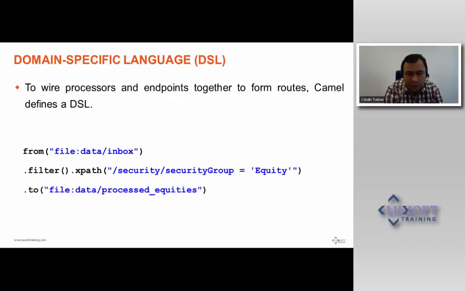This is something a little more extended than the simple from-to route that you have seen. Here, we would like to wire two endpoints to send data from a file in one folder to another folder, but to filter it according to some condition. This is an example, one step forward in the domain-specific language. And what you see here is something very common that you will be able to use or encounter in many, many KML projects.